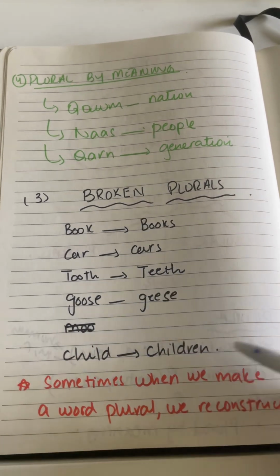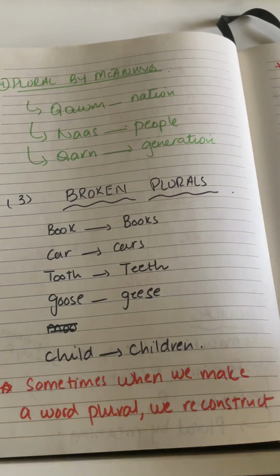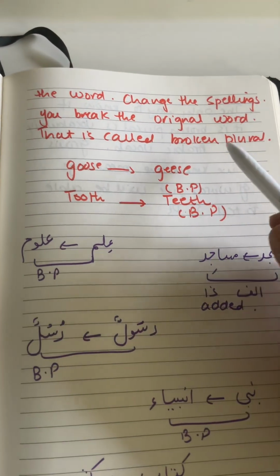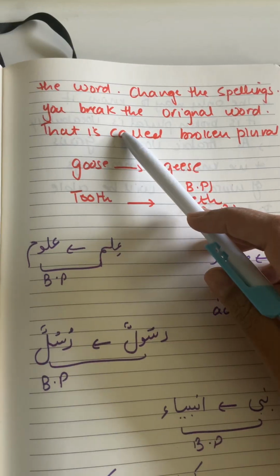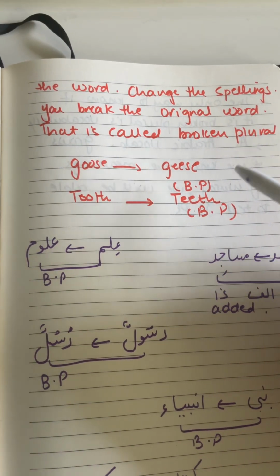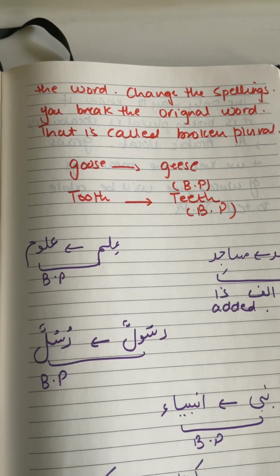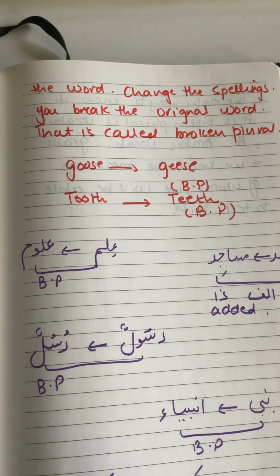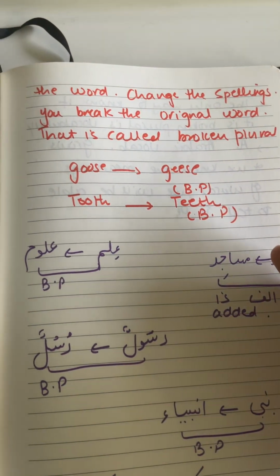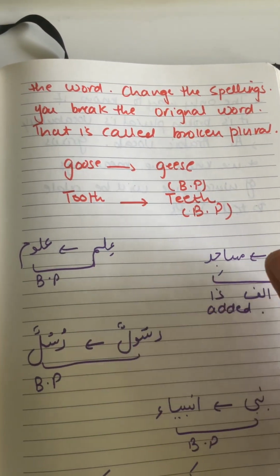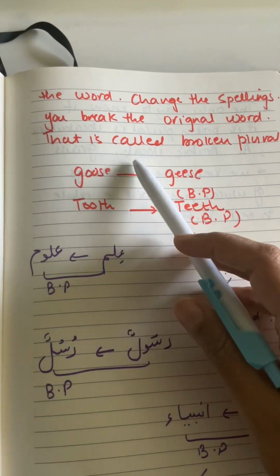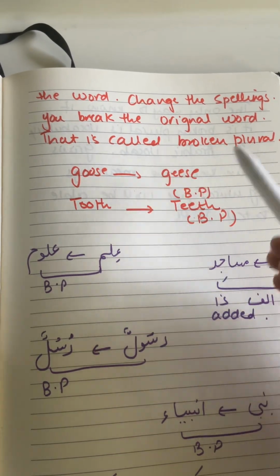So in this, sometimes when we make a word plural, we actually reconstruct the word. That means that we change the spellings, and we break the original word. So the original word, we don't just add an s in the end, we basically break the original word, and then we create a new word, and that word is considered to be the plural. So that kind of plural is called a broken plural.